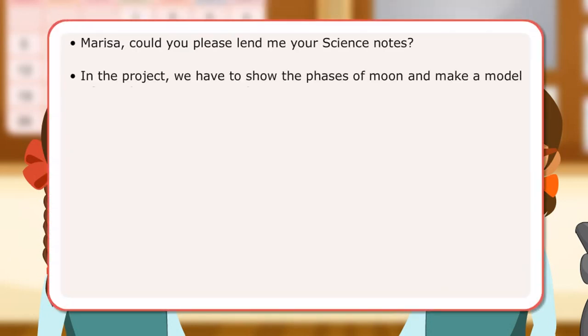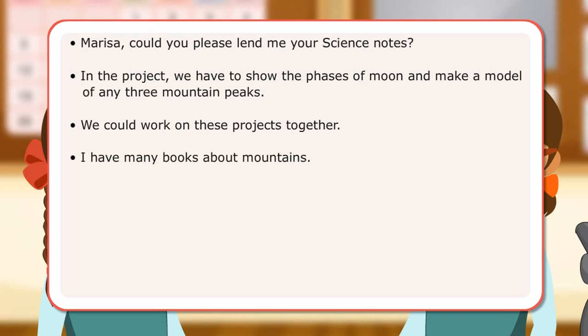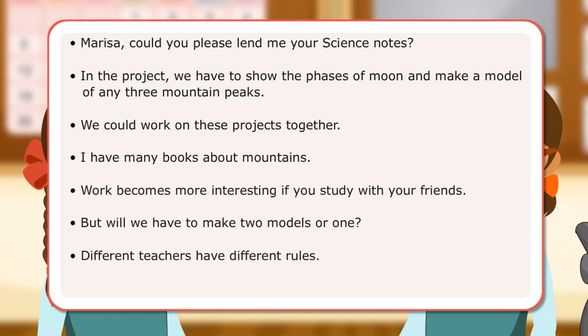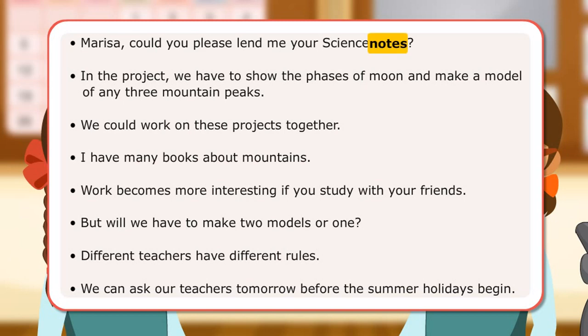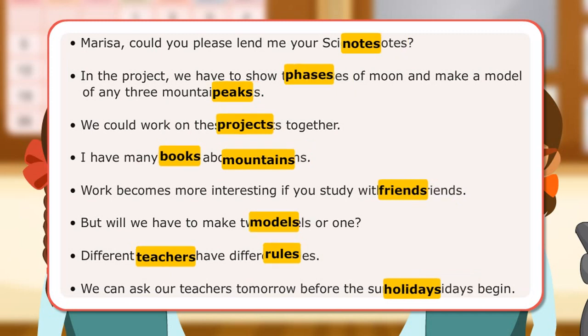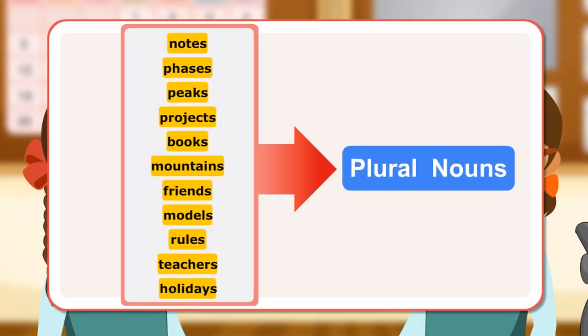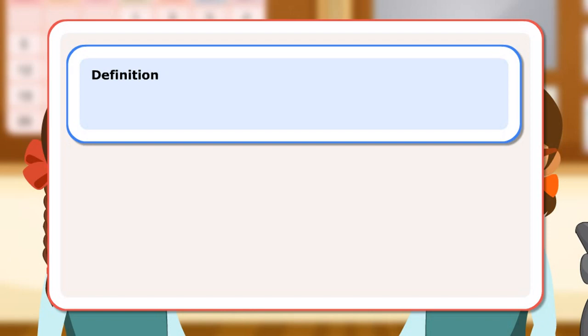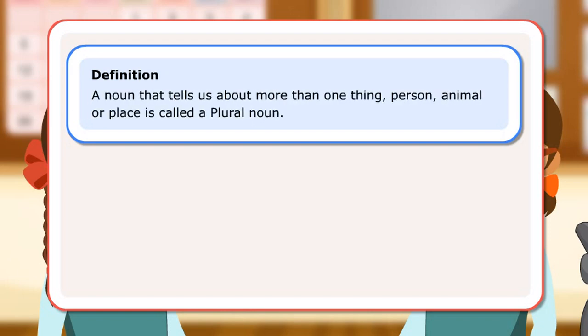The girls speak about more than one thing, place, or person several times in their conversation. The words notes, phases, peaks, projects, books, mountains, friends, models, teachers, rules, holidays are examples of plural nouns. Definition: a noun that tells us about more than one thing, person, animal or place is called a plural noun.